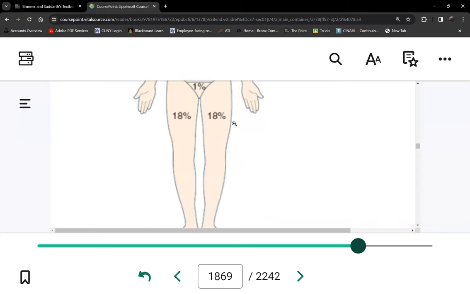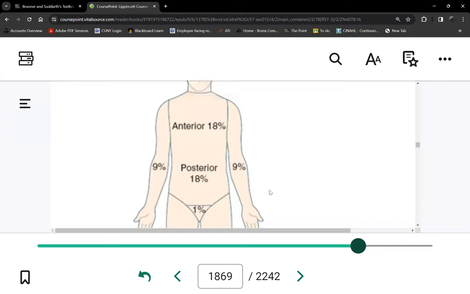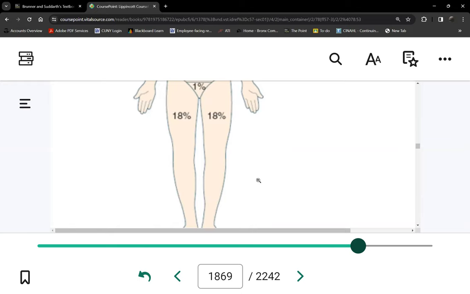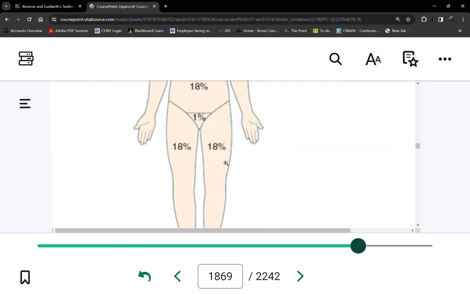Legs, that's plenty of real estate, right? Sorry, each arm is 9, so that's 4.5 for each side. My mistake. The torso is 18, two nines in front, two nines in the back. The legs are two nines each, nine in front, nine in the back.